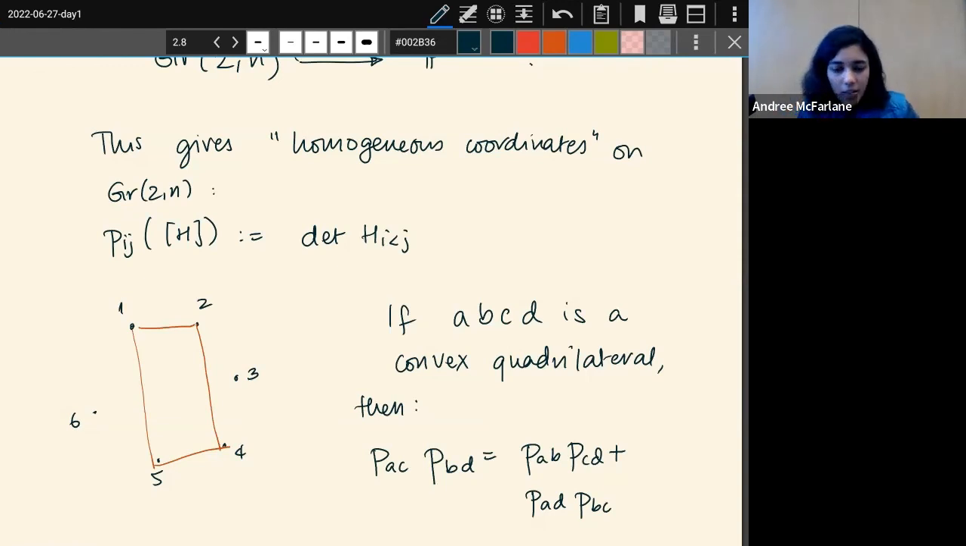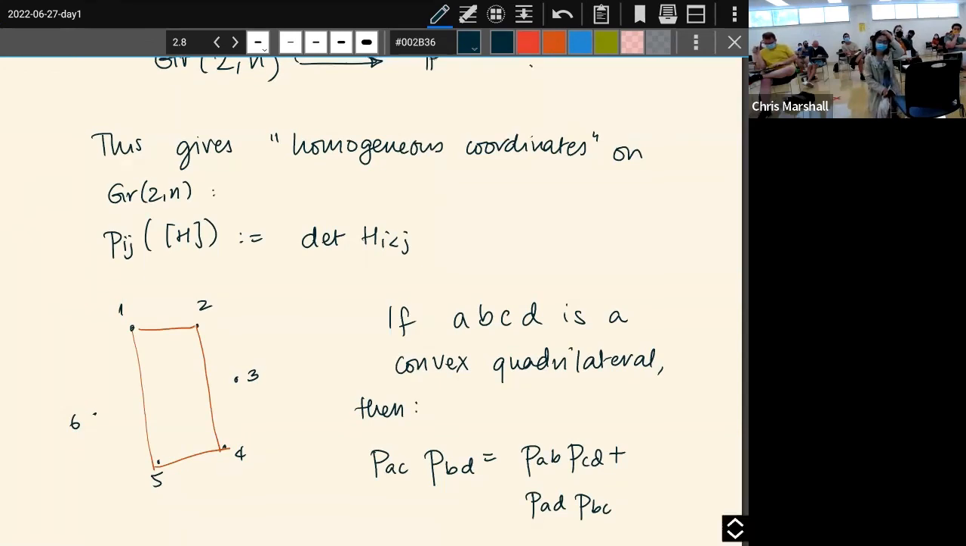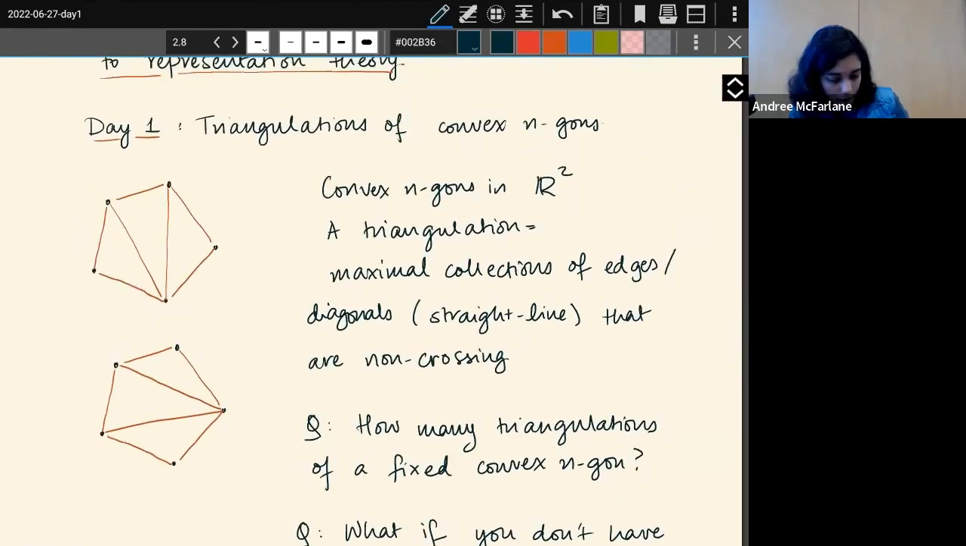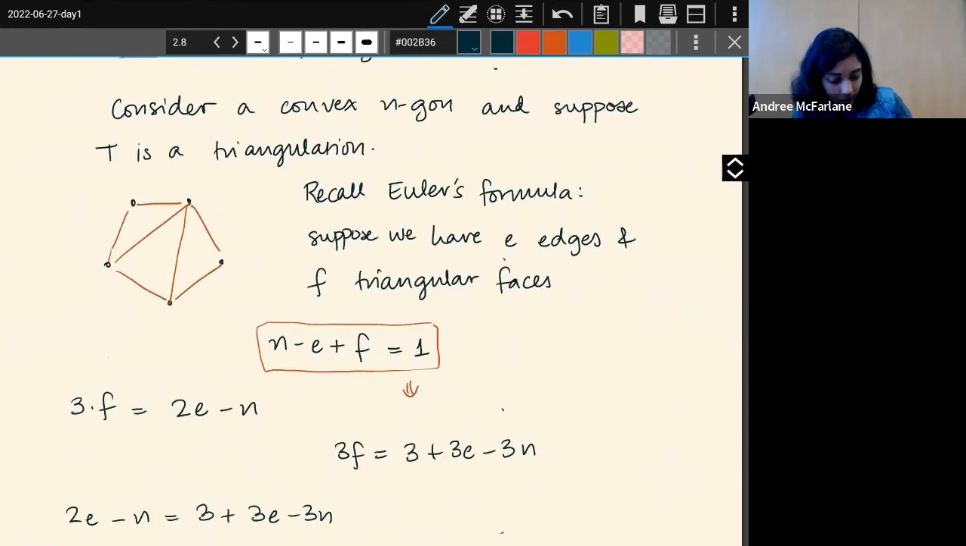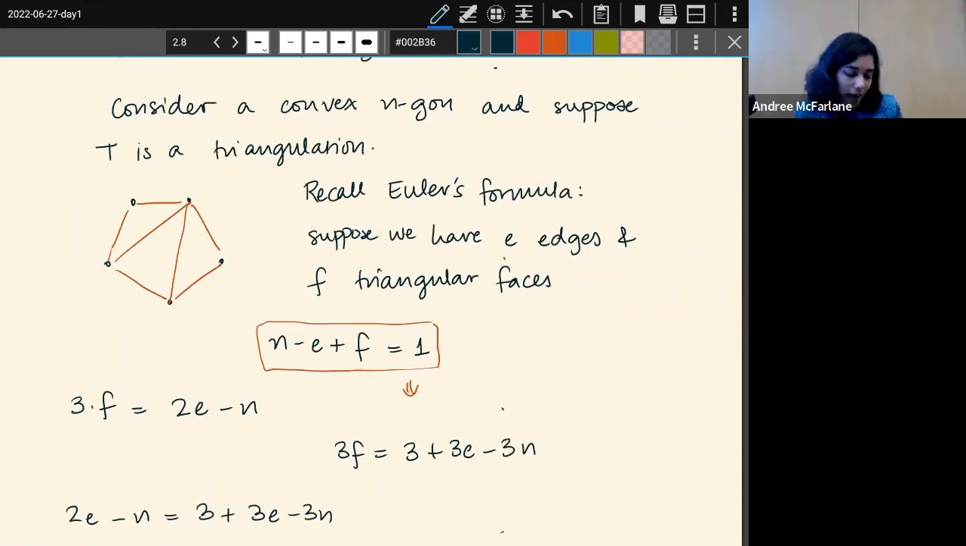Question. So at the beginning of the lecture, you mentioned the Euler formula. Could you scroll up to that? Let's see. Is it this one? The N minus E plus F is 1. Shouldn't it be 2? Yeah. Thank you.